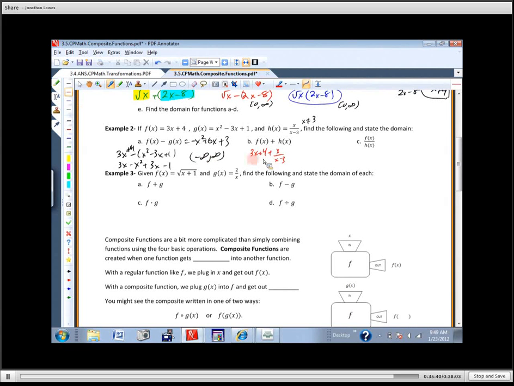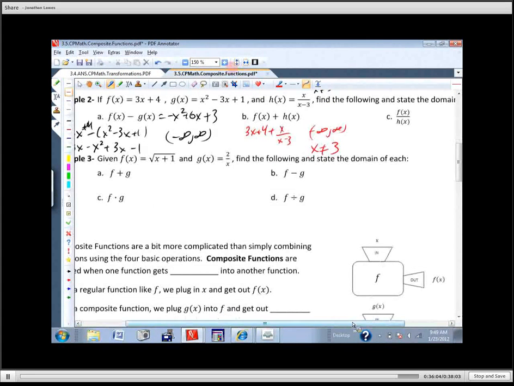Okay, you can plug in anything you want in this one, but there's one number you can't plug in here. So guess what the domain is for the whole thing? Yep. You can plug in anything you want, negative infinity to infinity, as long as it's not equal to 3. Okay? Again, we kind of take the smaller of the two domains. Okay?